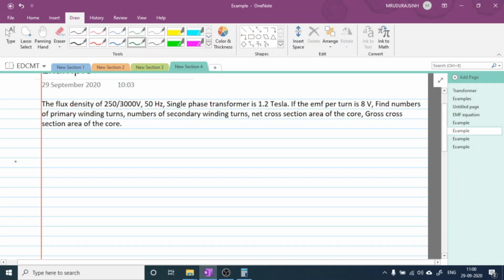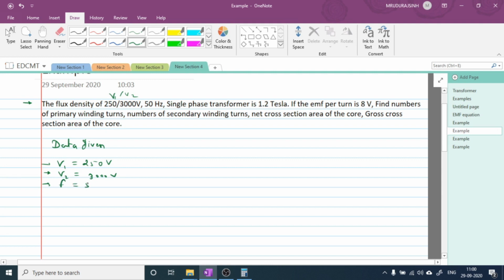And this is our final example of this session. So for this we'll write the data given, and we'll start with the example. The voltage ratio is 250 by 3000 volt, so it's V1 by V2. So V1 is 250 volt and V2 is 3000 volt.